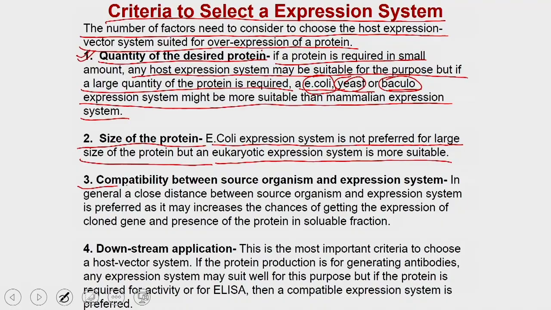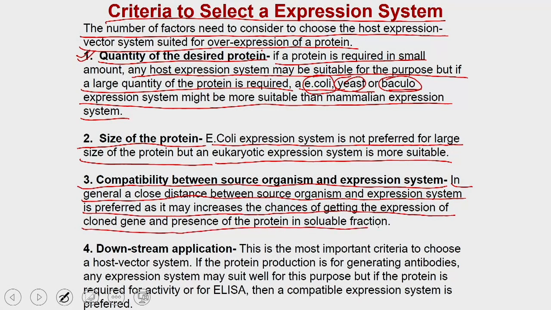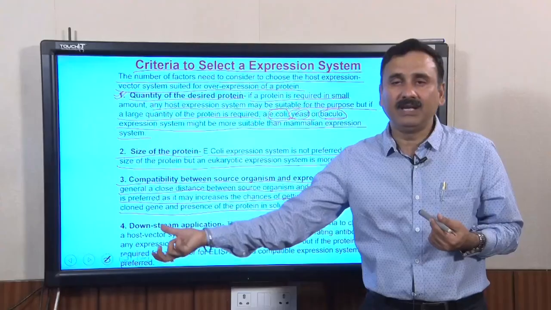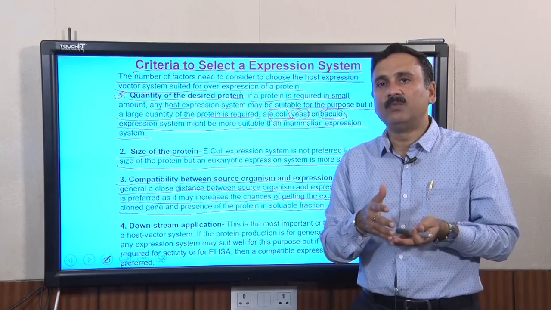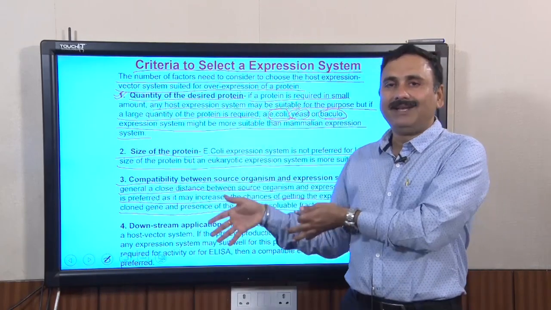Then the third and most important point is the compatibility between the source organism and the expression system. What this means is that, in general, a close distance between the source organism and the expression system is preferred, as it may increase the chances of expression of a cloned gene and presence of the protein in soluble fractions. So if you are trying to overexpress a protein from bacteria, then you can use E. coli, because the E. coli expression system is very close to the bacterial expression system.